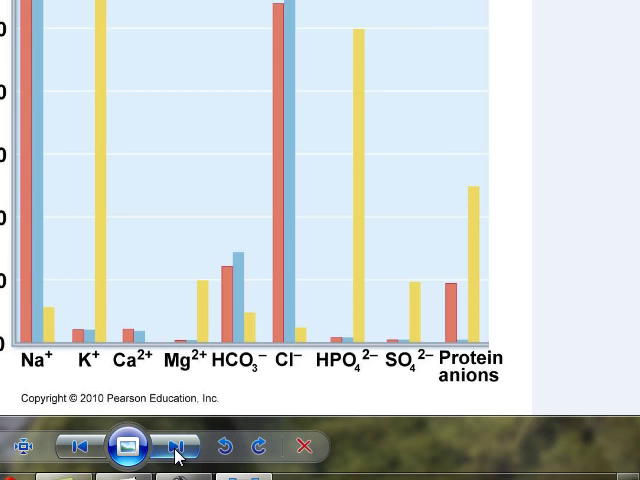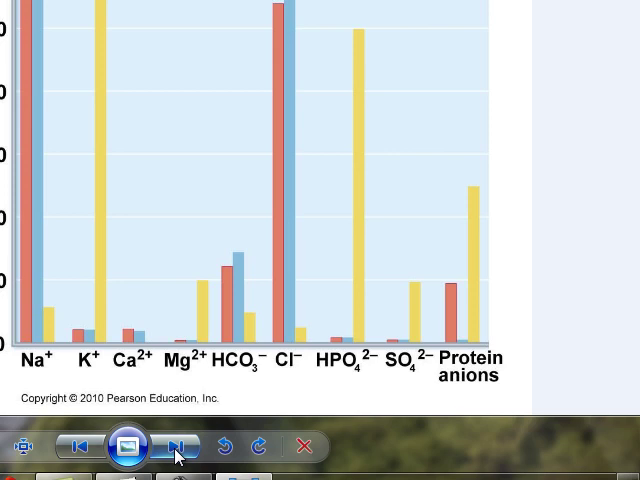What are bicarbonate ions doing for me? Yep, they're helping to regulate body pH. They act as one of our major buffer systems. Chloride is going to help with things like the chloride shift and oxygen and carbon dioxide transport in the hemoglobin molecule inside red blood cells. And we find most of that in extracellular fluid.